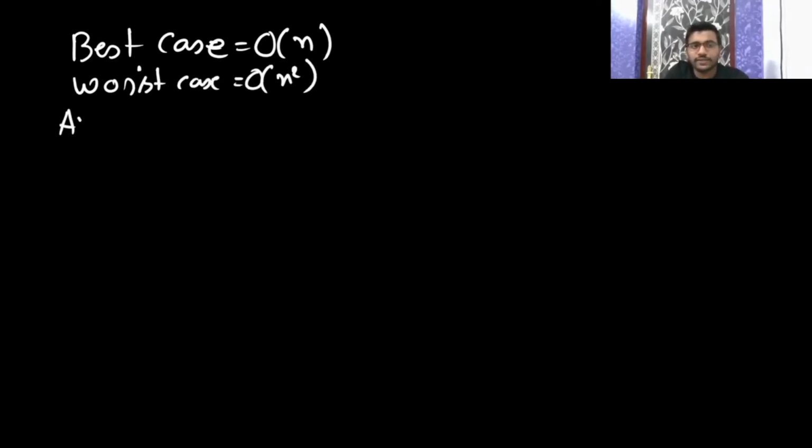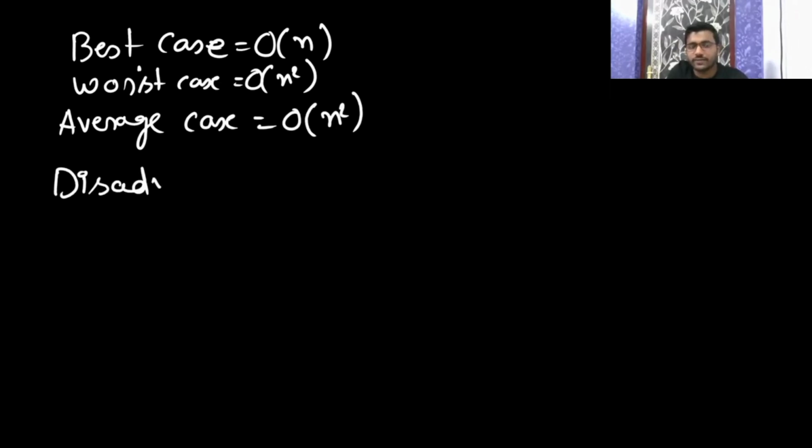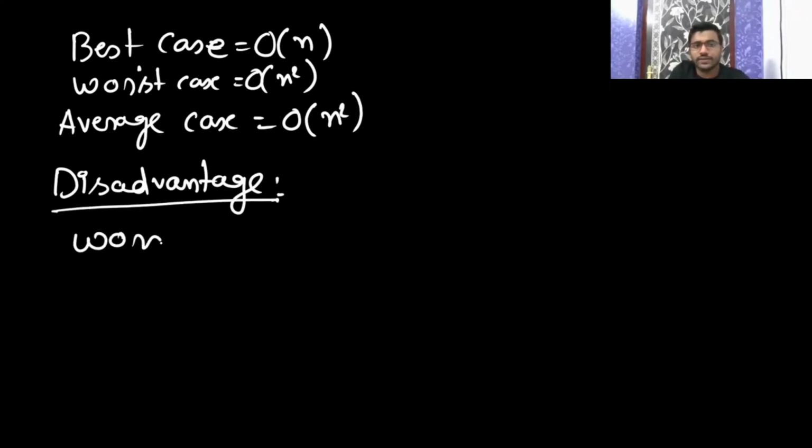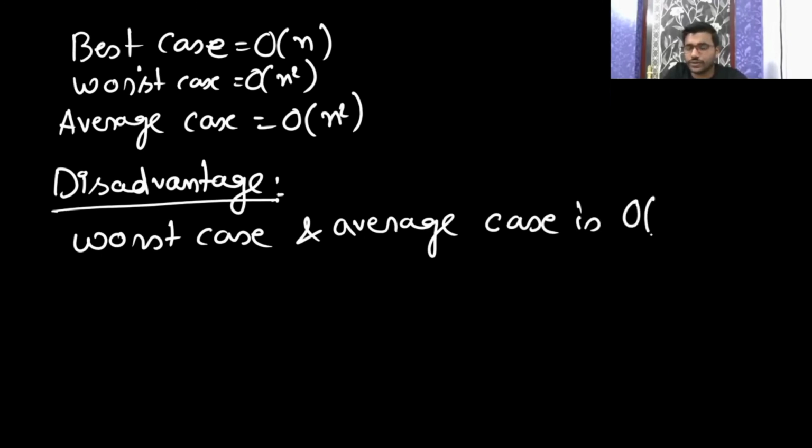So best case is big O of n. Worst case is big O of n square. Average case is also big O of n square. So the disadvantage is the time complexity: the worst case and average case are big O of n square. So that's why generally even scientists don't recommend using bubble sort.